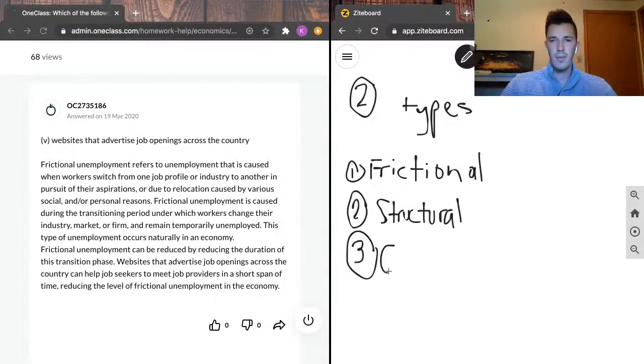Third, we've got cyclical. And cyclical unemployment basically refers to how jobs within the economy change as the economy shrinks and grows. So for example, right now we're in a bit of a recession. As a result, the job market has tightened up and a lot of people have lost their jobs. As the economy begins to grow in the future, we'll see a lot more jobs open up as people are now willing to spend and not saving as much money.